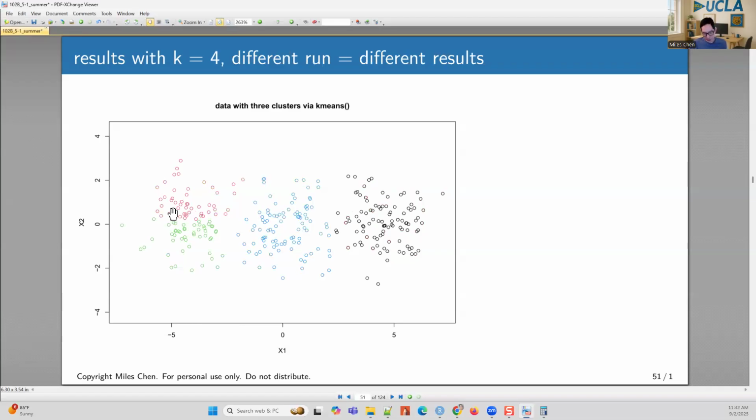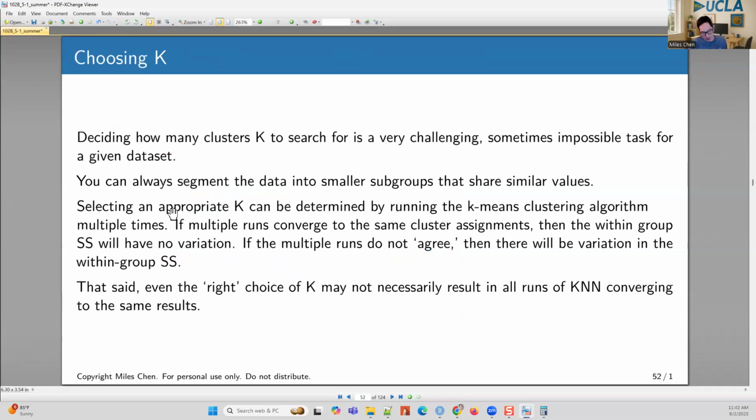And the question is, well, how do you know how many clusters to search for? This is almost an impossible task. How many clusters to search for is very challenging, sometimes impossible. The bottom line is you can always segment your data into smaller subgroups that share something in common, and every time you do, your R squared value will go up a little bit.